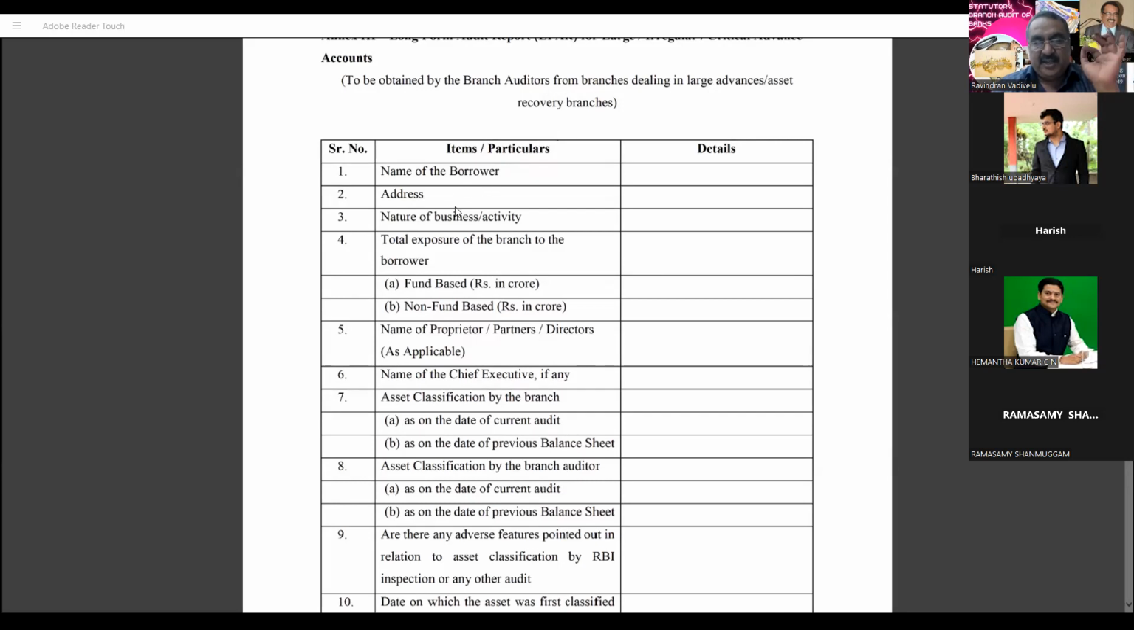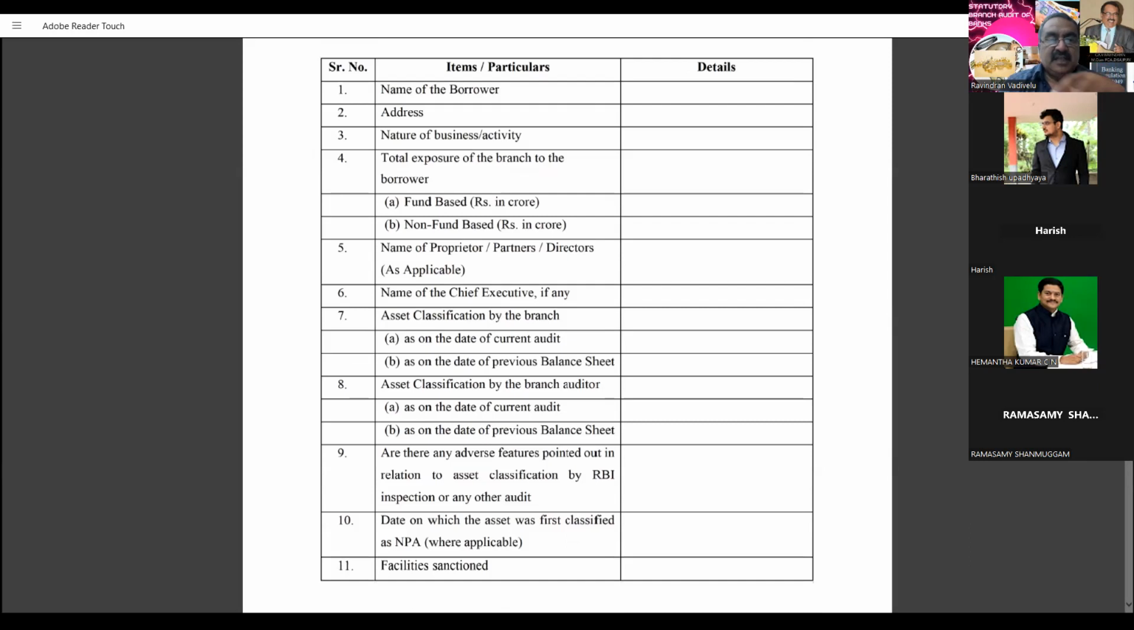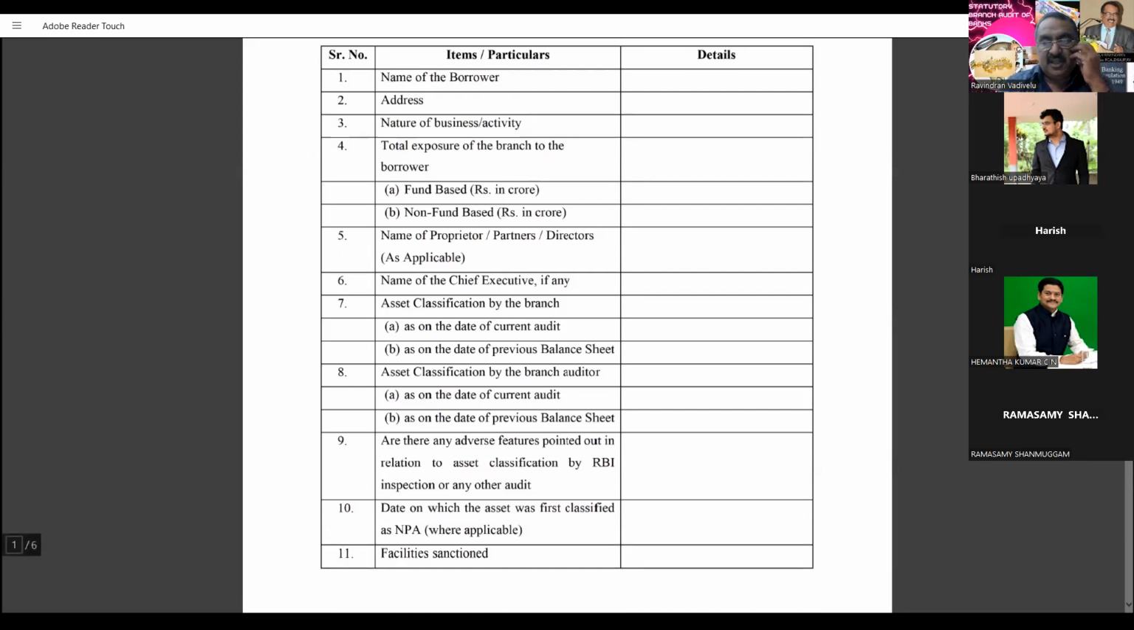Name of the borrower, address, nature of activity, total exposure. You can see this as a corresponding sanction letter. It is almost equivalent to a corresponding sanction letter. What is funded advance? What is non-funded advance?